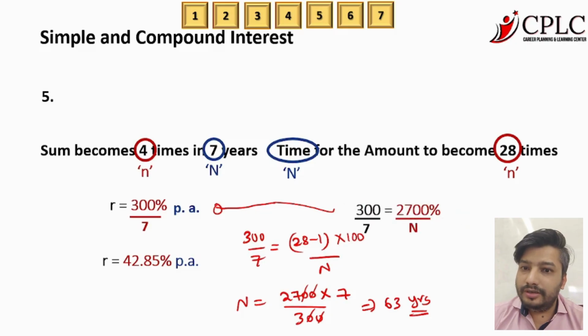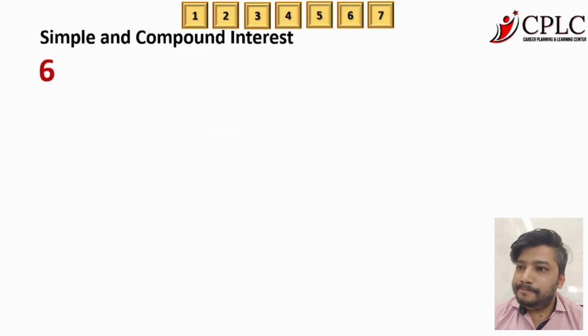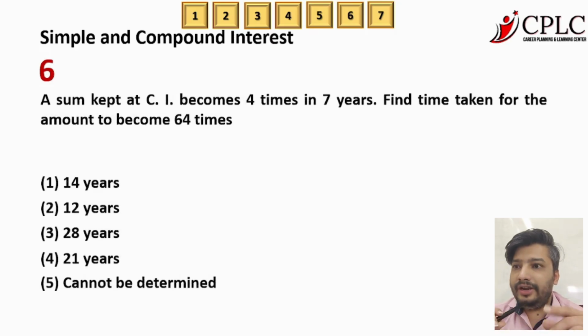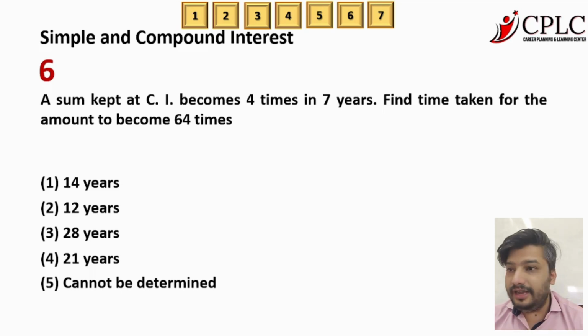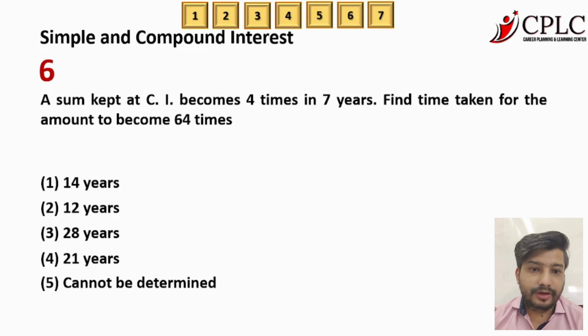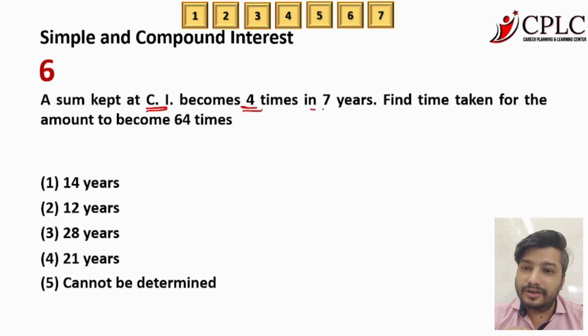Let's do the next one, which talks about compound interest now. Very interesting. Which says a sum kept at compound interest becomes 4 times in 7 years, and find the time taken for the amount to become 64 times. Now this is exactly what we were talking about in the concept also, that in such case of compound interest, principal becomes n times in n years.